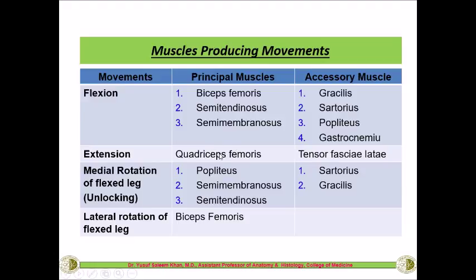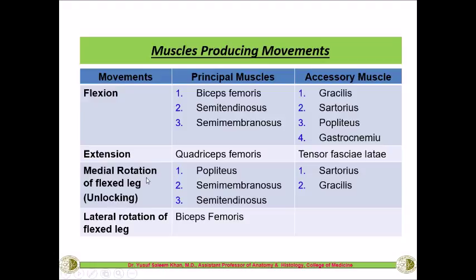Coming to the extensors of the knee, they are present in the anterior compartment of the thigh, especially the quadriceps femoris, which includes four muscles: rectus femoris, vastus lateralis, medialis as well as the intermedius. Together they are called the quadriceps femoris. Those muscles will be helping in the extension of the knee joint. Along with that, there is also the tensor fascia lata, which is a muscle of the anterior compartment as well as the gluteal region. This tensor fascia lata is an accessory muscle which helps in the extension.